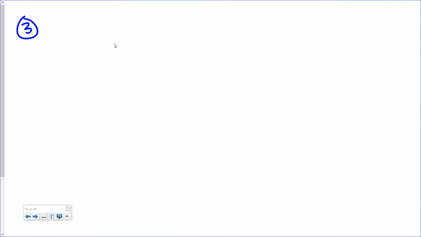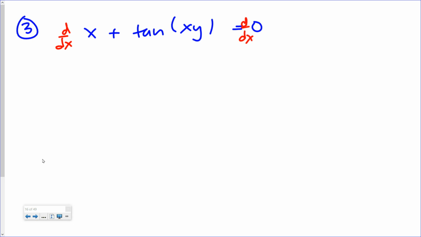Okay, number 3 on your homework looks like this: x plus tangent xy is equal to 0. What you want to do is pull out that y. Possible? No. So what you're going to do is say, all right, I'm going to just do implicit differentiation. And implicit differentiation says I take the d dx of both sides.